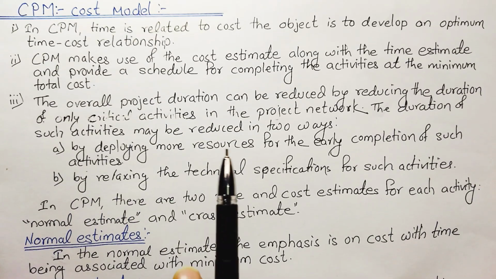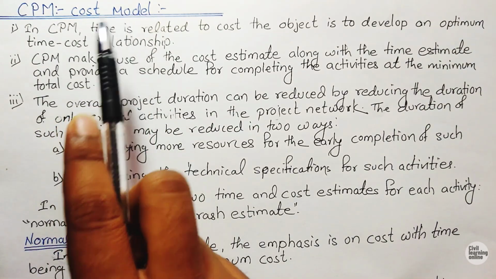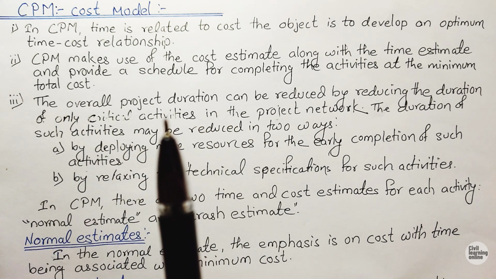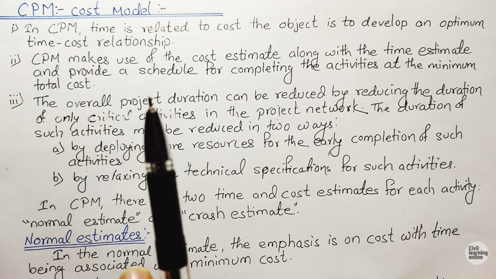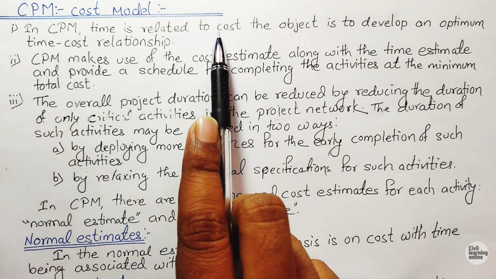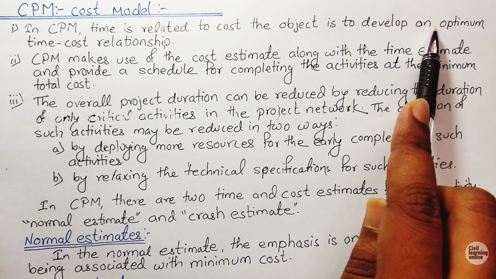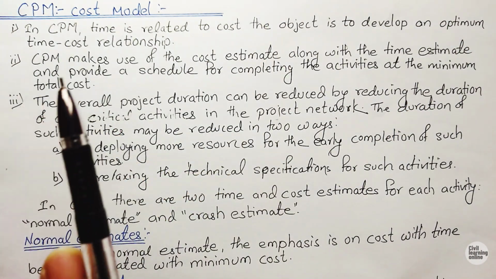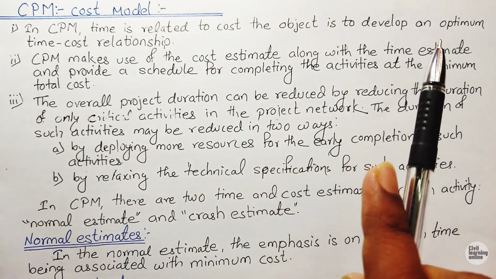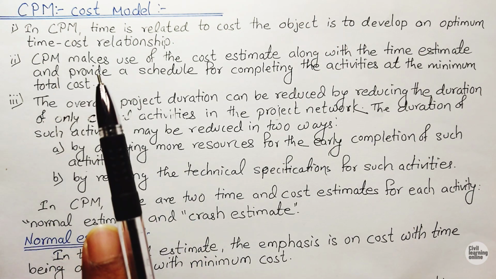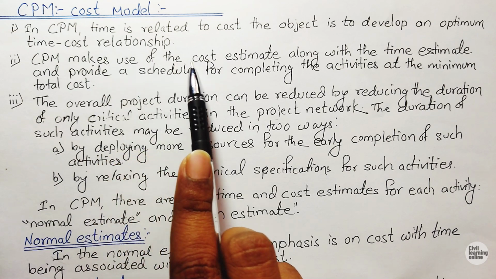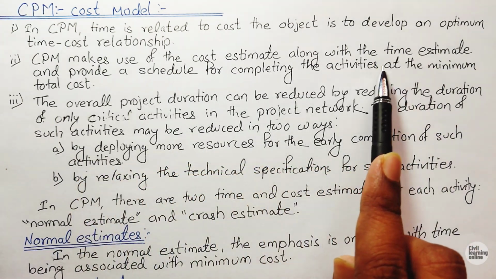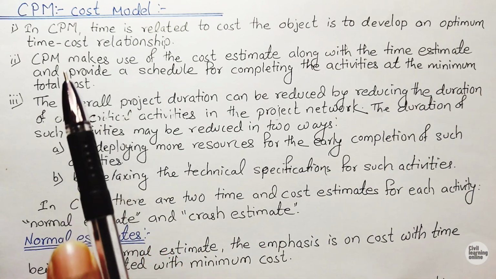So guys, let's begin our today's lecture on the CPM cost model. Till now we have come to know that CPM is based on the time cost relationship, and the first point says that in CPM time is related to cost. The objective is to develop an optimum time cost relationship, meaning a suitable time cost relationship. CPM leads to development of a suitable time cost relationship. And the second point says that CPM makes use of cost estimate along with the time estimate and provides a schedule for completing the activity at the minimum total cost.